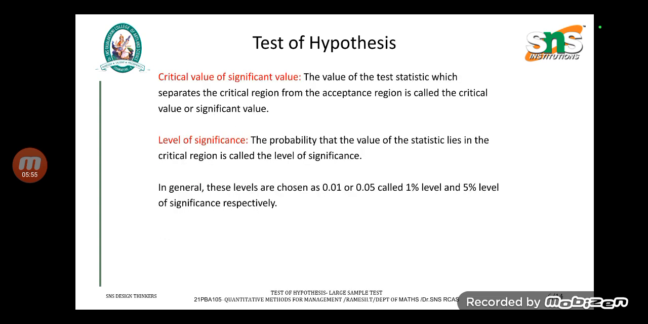Another one is error. Here we have the important type 1 error and type 2 error. So what is type 1 error? If the null hypothesis is rejected when it should have been accepted, then it is type 1 error. And what is type 2 error? If the null hypothesis is accepted while it should have been rejected.